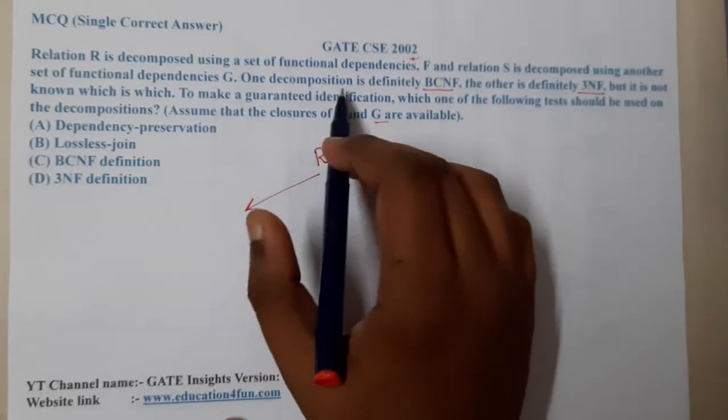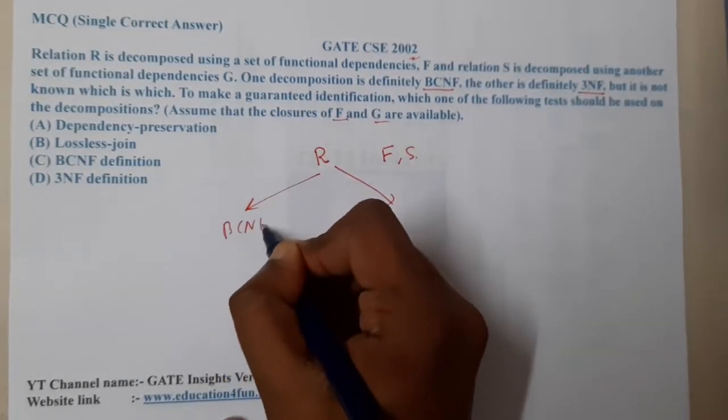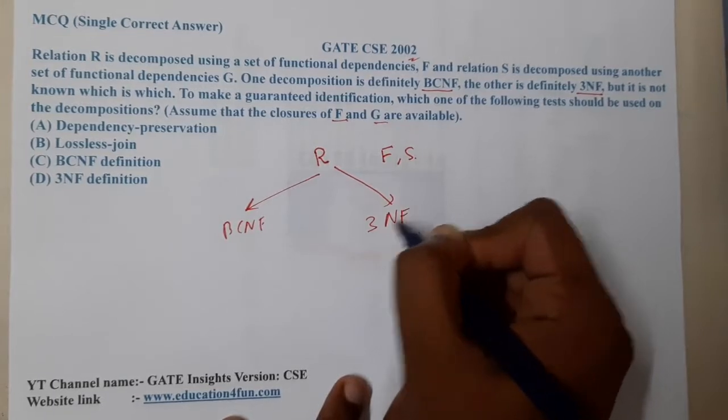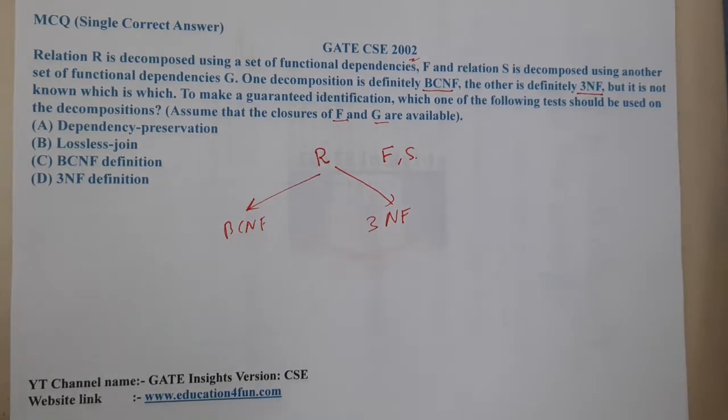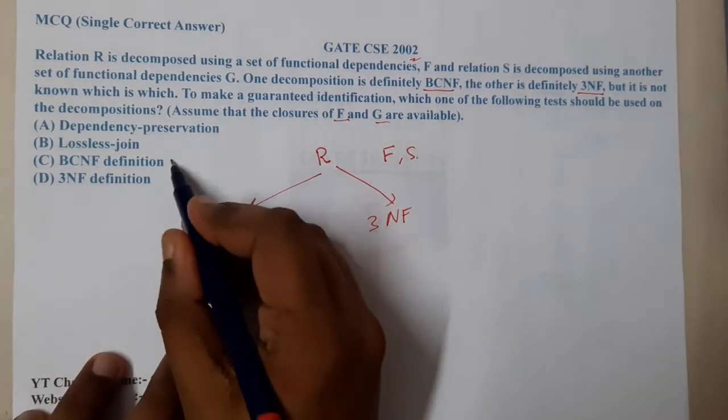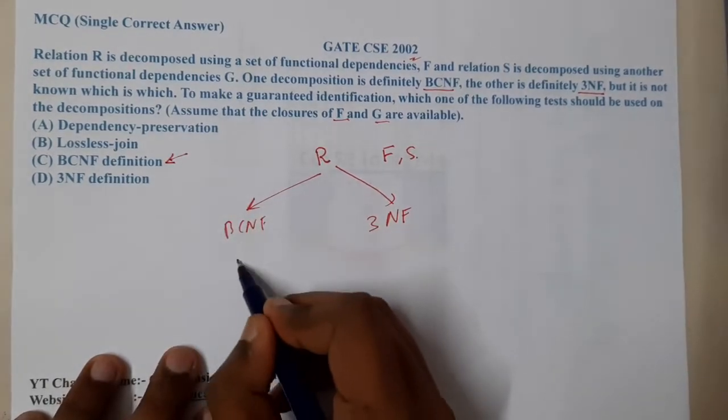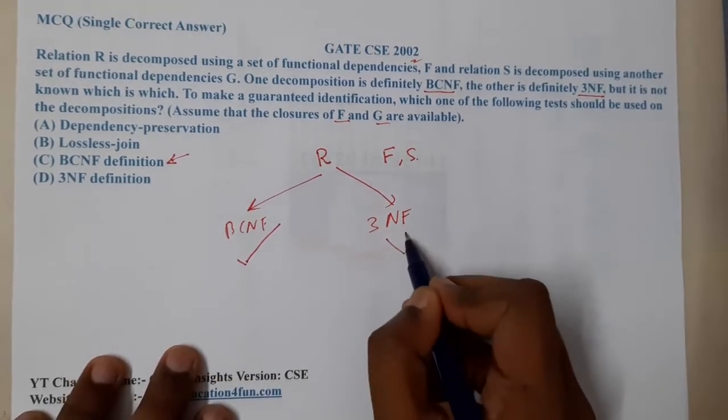One decomposition is BCNF and the other decomposition is 3NF. So using what method can we say what is what? The options given are dependency preservation, lossless join, BCNF test, or 3NF test. I think the most appropriate answer is to test BCNF: one closure will pass it and the other will fail.